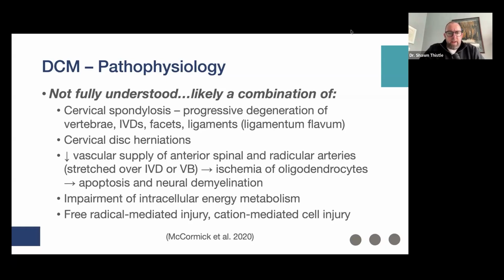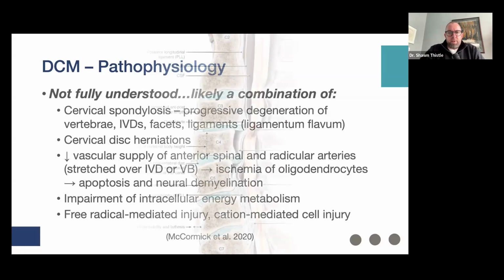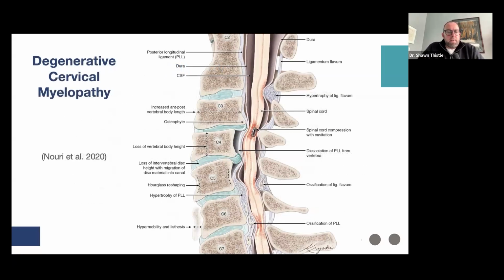deleterious neurological effects. There's also impairment of intracellular energy metabolism, and you can get free radical mediated injury, cation mediated cell injury, and right down to the physiological changes that can occur with nerve injuries secondary to these pathologies.